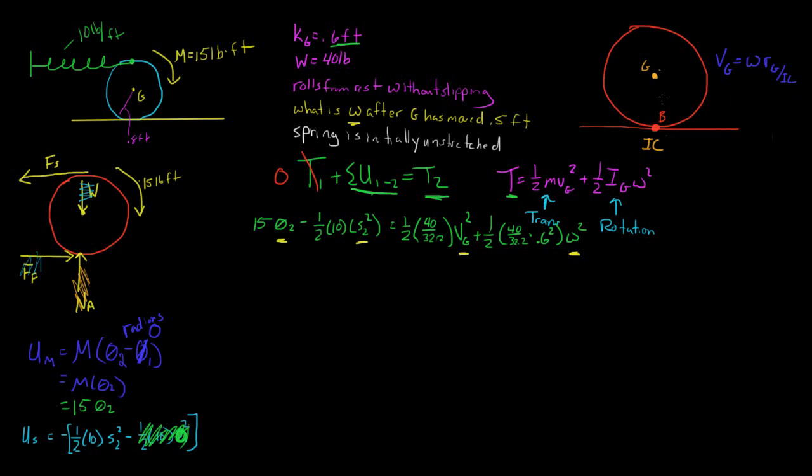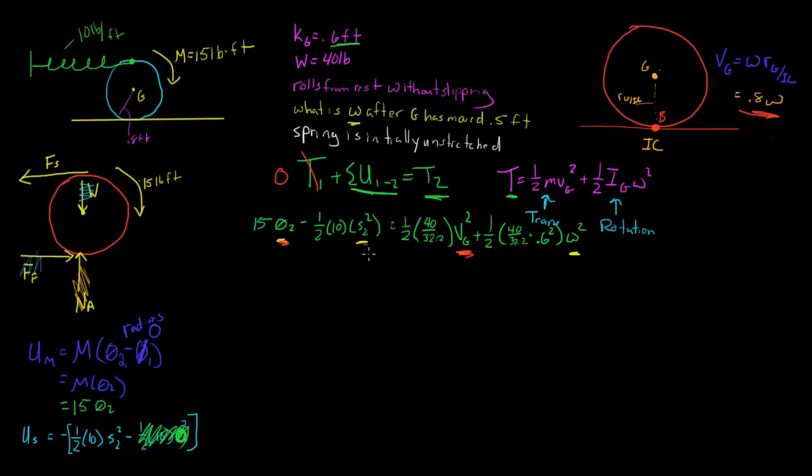Now, that distance is going to be this length right here, r of G with respect to IC, and we know that's going to be equal to 0.8 feet because that's just the radius of my disk. So this is going to be equal to 0.8 omega. Okay, that's good. I can now substitute this into my equation right here, and I have a velocity of my center of mass in terms of my angular velocity. So that's good. Now onto these two parts of the equation.